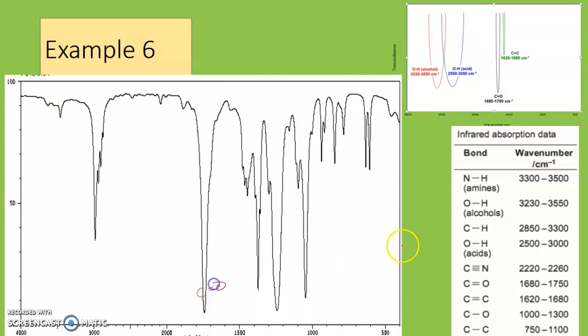So C double bond O, indicating it is a carbonyl group. I can see a CH bond here. Again, it could be a ketone or an aldehyde. Again, you would have to do a chemical test to identify whether it's ketone or aldehyde. Aldehydes will give you the silver mirror test, or they will turn from blue to red precipitate with a Fehling solution test. So you'll have to do chemical analysis to identify the nature of the compound in this particular case.